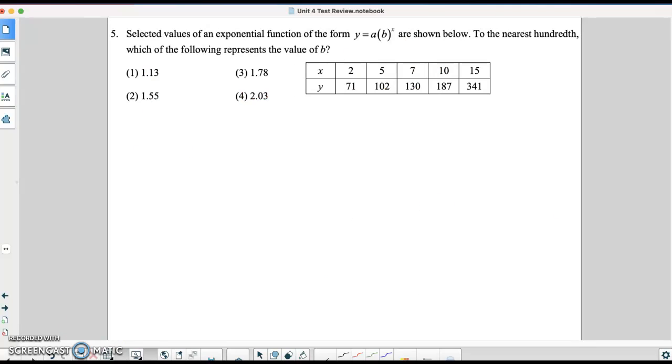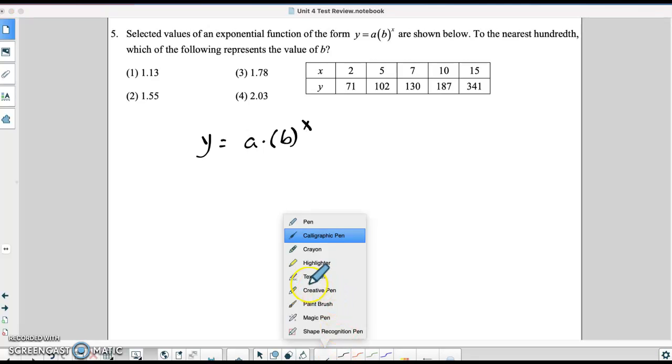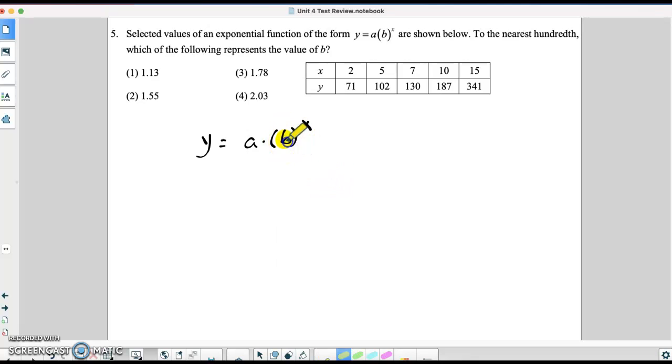Next one. This one actually requires a lot of work, but it's okay, we'll do it step by step. Once again, this is an exponential function. It follows the format y equals a times b raised to the power of x. We need to find the value of b. How? Exactly. What do we need?